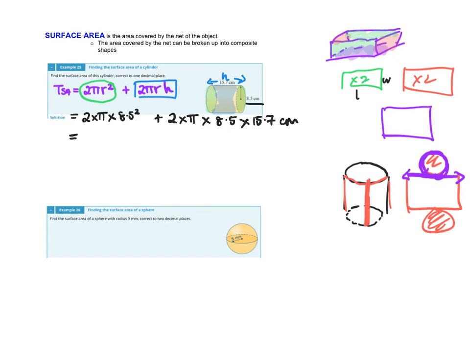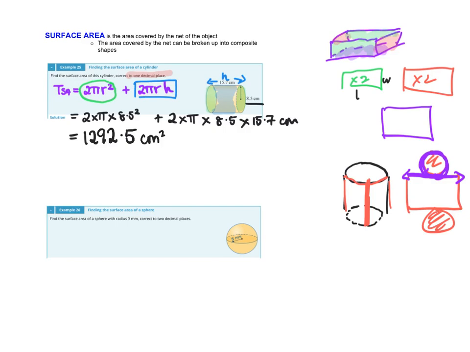Now, when I do that on the calculator, we found that to be, did it say to 1 decimal place up here? So I've got to be careful with that. I found it to be 1,292.5 centimetres. What's the units if it's area? Centimetres squared. Good. Okay, so that's the cylinder.